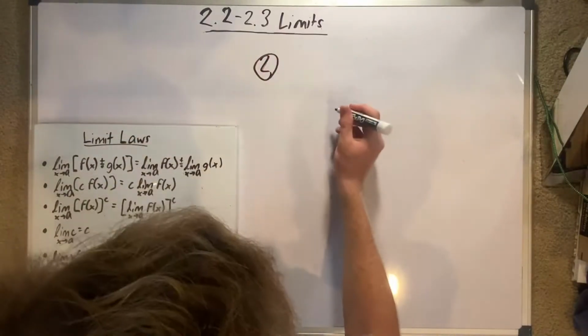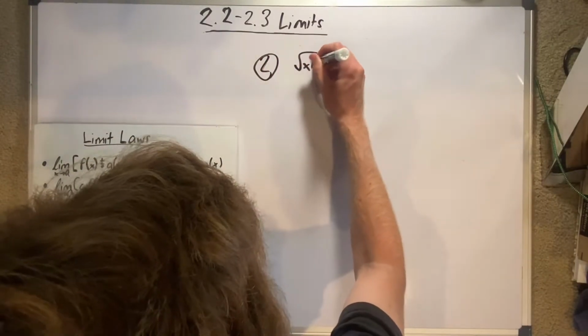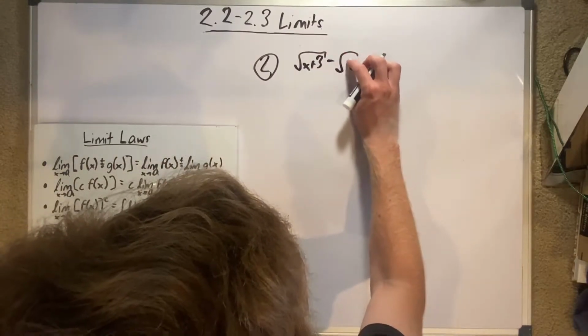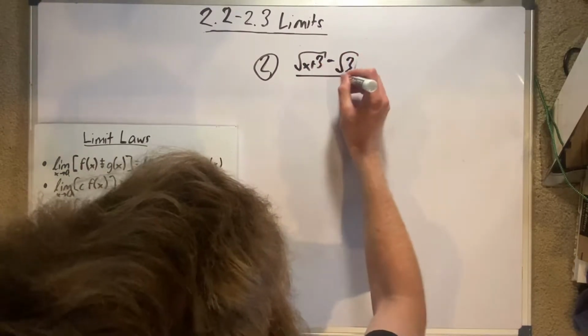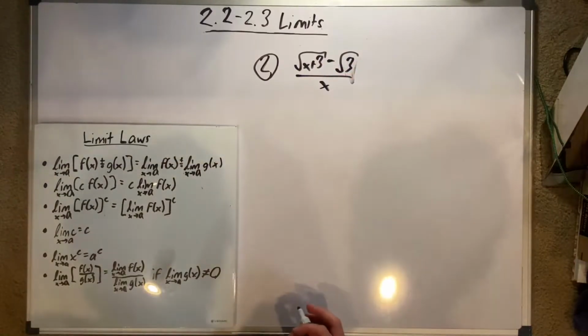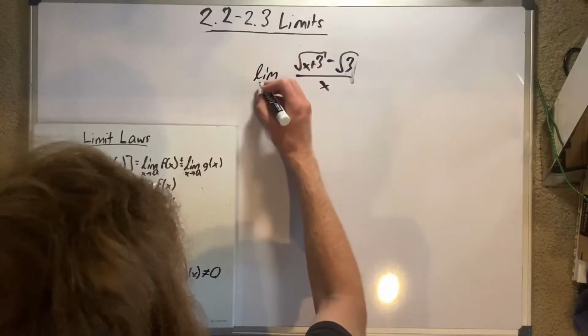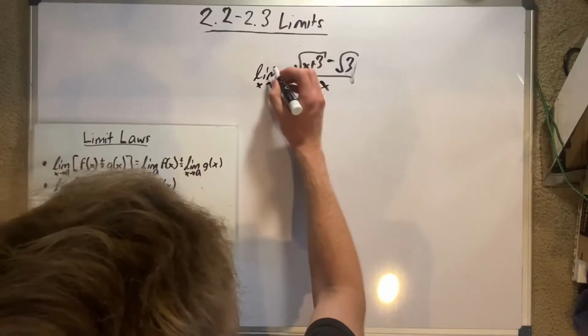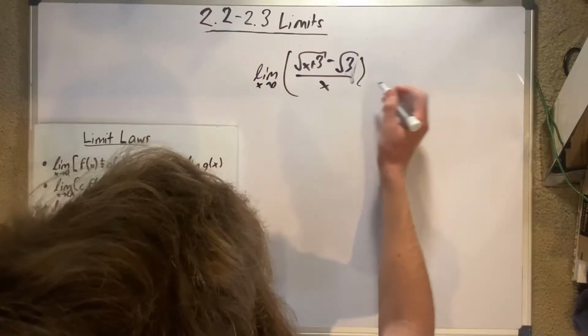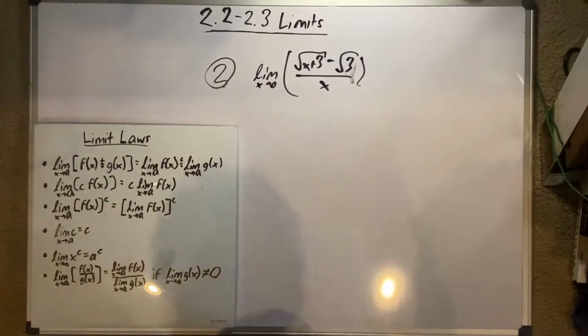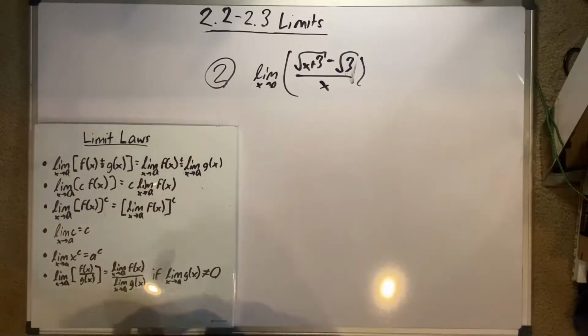This one's starting to get complicated. So x plus 3 all under a radical, minus, that's supposed to be a minus 3, all over x, and I'm bad, limit as x approaches 0 of this whole thing is the question that we're going to be solving for. So now, what the heck is this one?